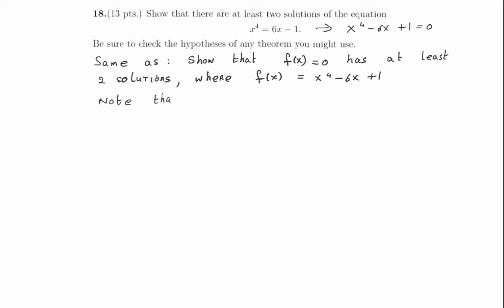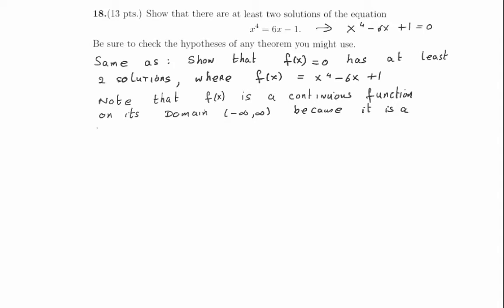Since the intermediate value theorem applies only if f of x is continuous on the interval in question, we need to verify that f of x is continuous here. But f of x is a polynomial, which is continuous on its domain, and its domain is all of the real numbers, so this function is going to be continuous on any interval where we want to apply the intermediate value theorem.